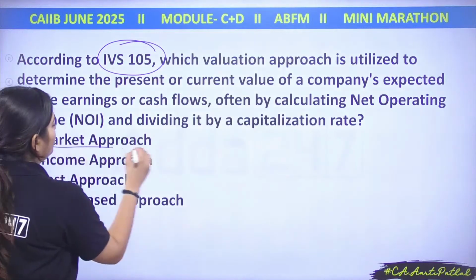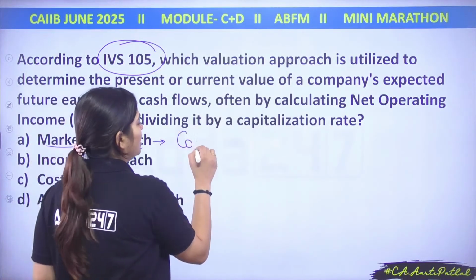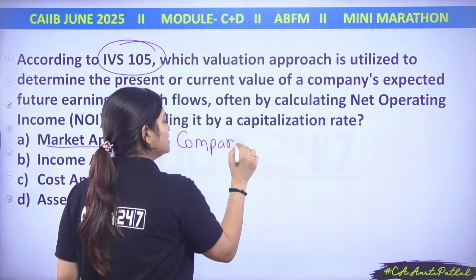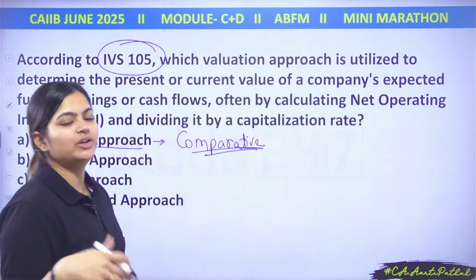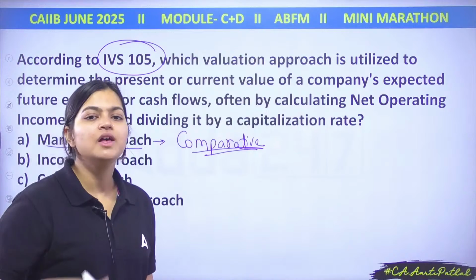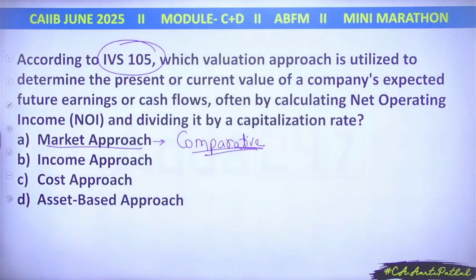Now let's talk about one by one. So when we see the market approach, how are we valuing things? You are valuing things by comparing the asset or business. Okay? Here you are taking the comparative data. You are using comparative businesses. You are taking the assets and liabilities of any comparative company. And then you are using the market approach.